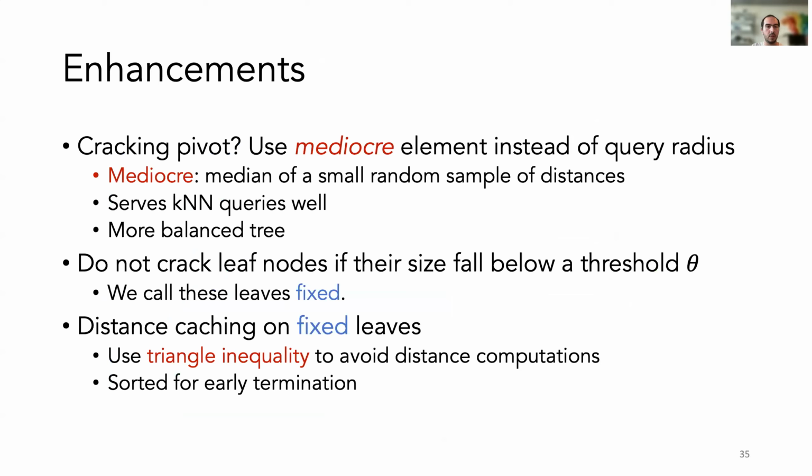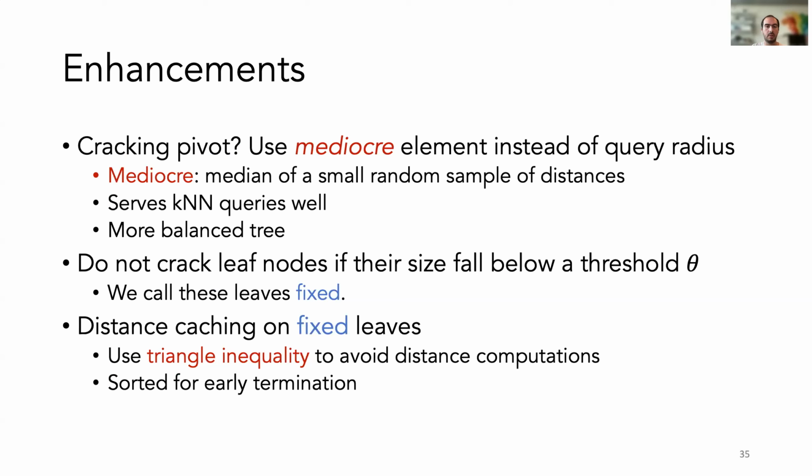Then we introduce some enhancements to significantly improve the performance of the AV tree. First, we crack leaves using a sample-based mediocre pivot. When we crack a sub-array corresponding to a leaf node, we use a small sample of the already computed distances to compute the mediocre pivot. We confirmed experimentally that with as few as 3 samples, mediocre-based cracking is superior to the default strategy that cracks on query-bound epsilon or running kth nearest neighbor distance. Besides, mediocre-based cracking leads to a more balanced tree, since each crack yields 2 partitions of roughly the same size.